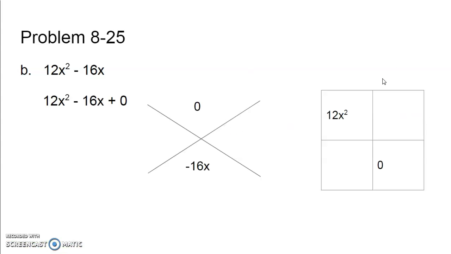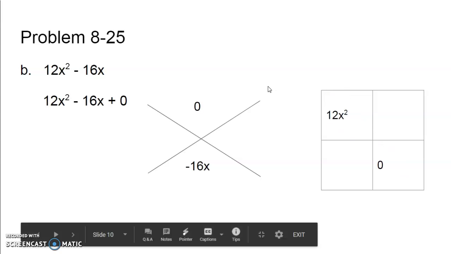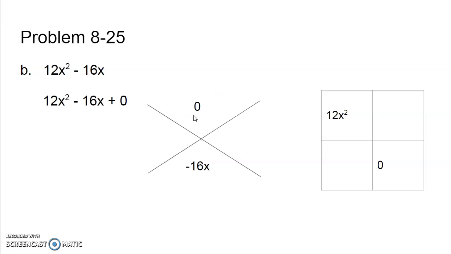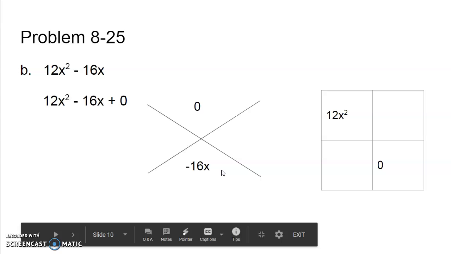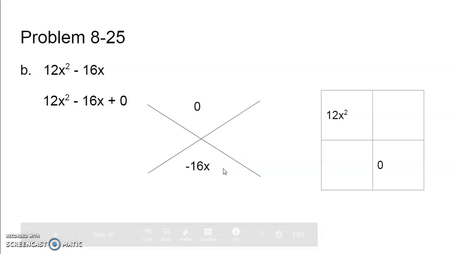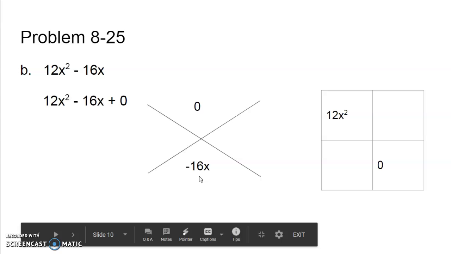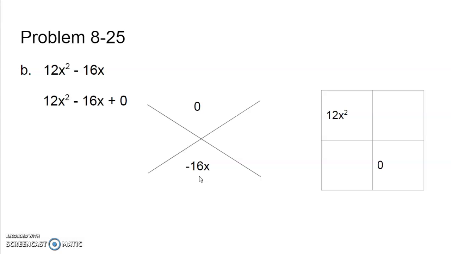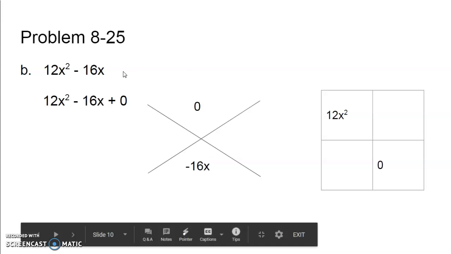Okay, so I've done the generic rectangle. Here's my first term, here's the third term. The product of the first and third is 0, and then the sum here is negative 16x. I think you can see right away that we've got a problem, because we're trying to look for factors of 0 that will give a sum of negative 16. There's nothing that will give that to us. So if we are missing this last term, that is not the way to factor this problem.